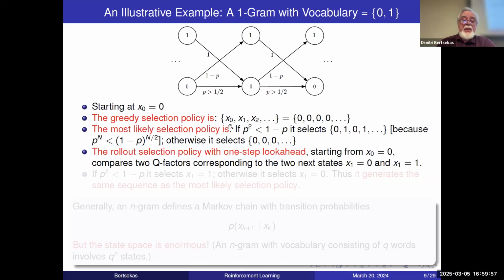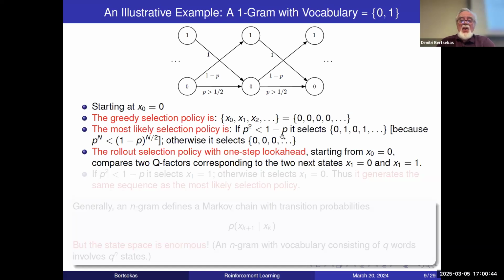Now, how does rollout work here? Suppose that we are at this state 0. We compare 2 Q factors, the Q factor of this next word and the Q factor of this next word, with the remainder of the sequence computed according to the greedy policy. So what is this Q factor? It has probability p times p times p. And this Q factor is 1 minus p, and then going to 0, and then using the greedy policy, which has probability p at each step. So assuming that this holds, the best Q factor is this one, because these transitions are better than these transitions.